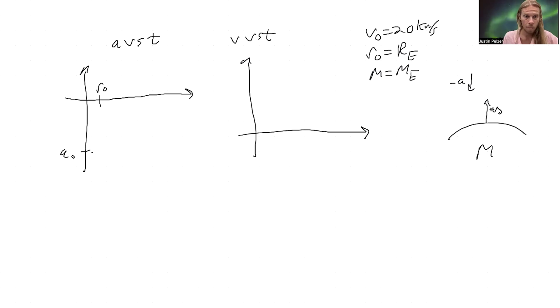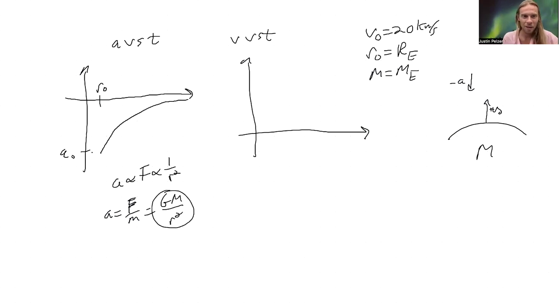Decreasing in magnitude because A goes as F, which goes as 1 over R squared, right? A equals F over M, which is GM over R squared. That's little g, right? So A basically is little g. We're graphing little g versus time, right? So as this approaches infinity, it's going to asymptote to zero.